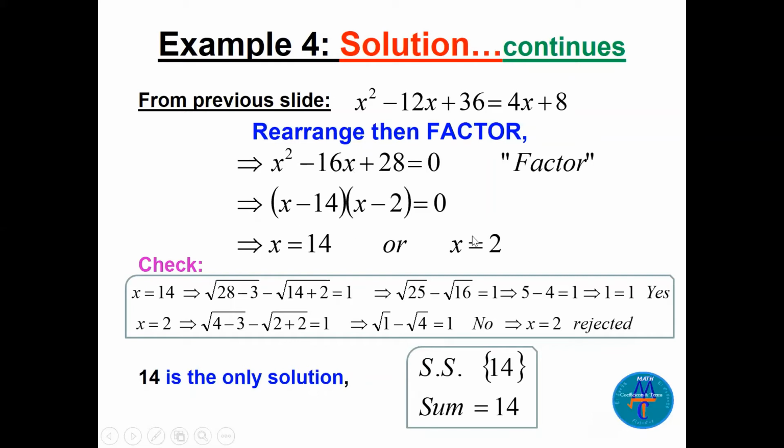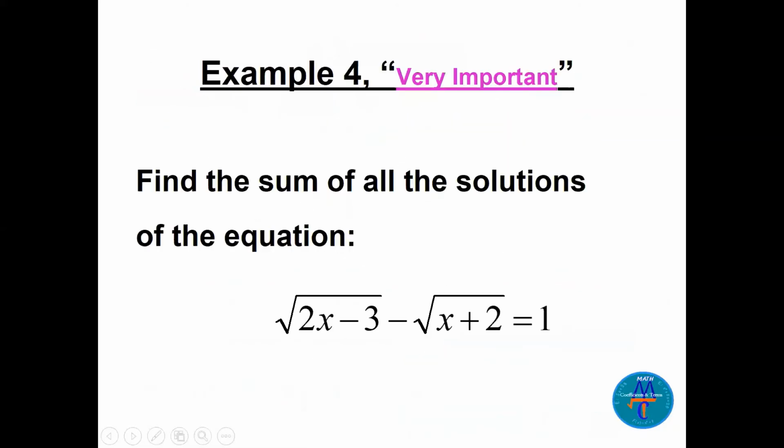Two solutions we see. Both of them are positive. Both of them are nice. But look at the question here: find the sum of all the solutions. Find the sum. So that means you add all the solutions.